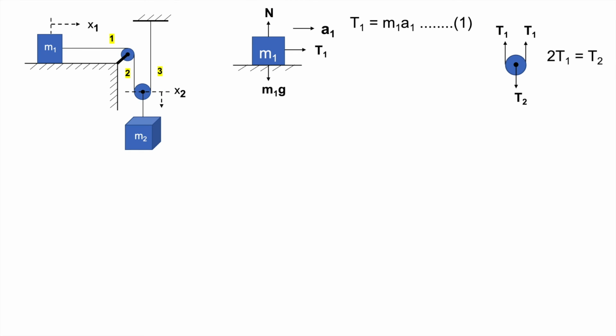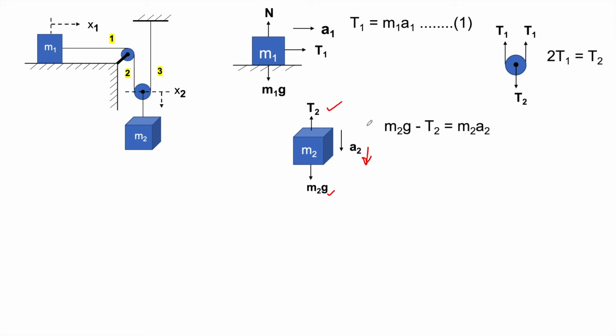The free body diagram of block m2. As you can see, the forces acting on the block m2 are m2g vertically downward and the tension T2, which is acting in the upward direction, and it is pulling the block m2. Now the acceleration of block m2 is a2 in the downward direction. So net force in the direction of acceleration is m2g minus T2. So from Newton's second law we can write m2g minus T2 equal to m2a2.